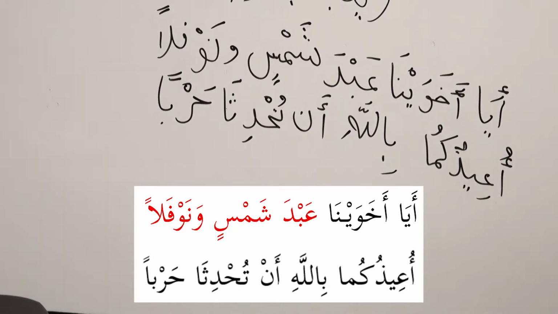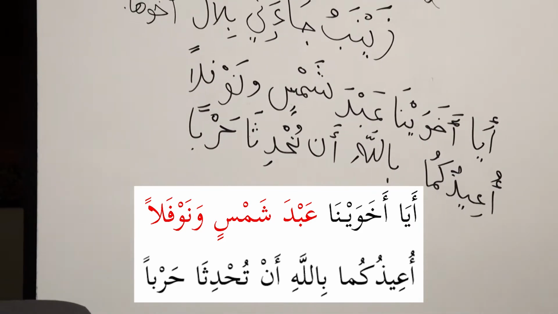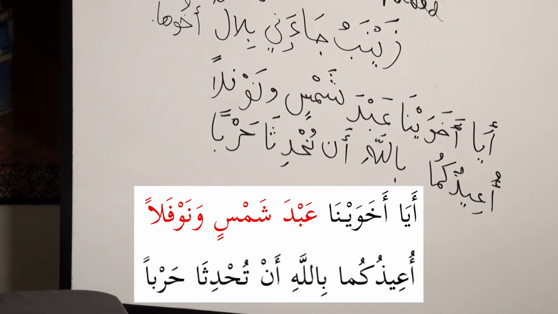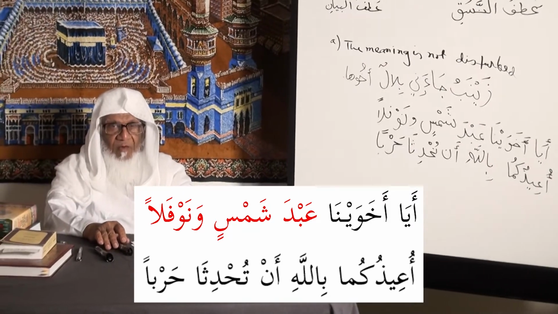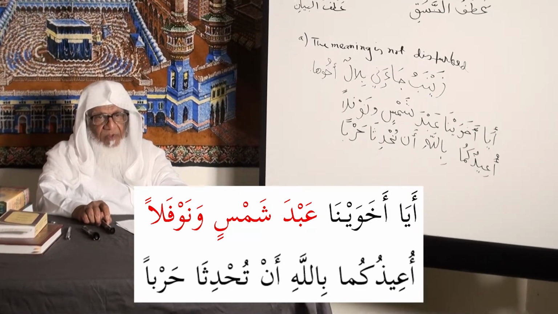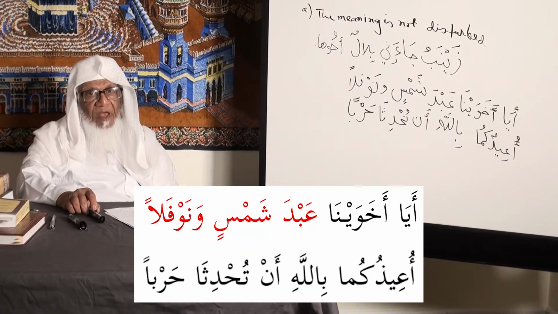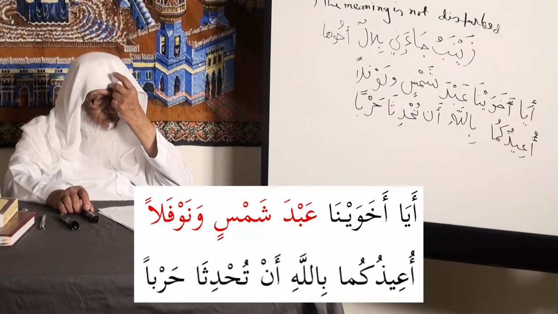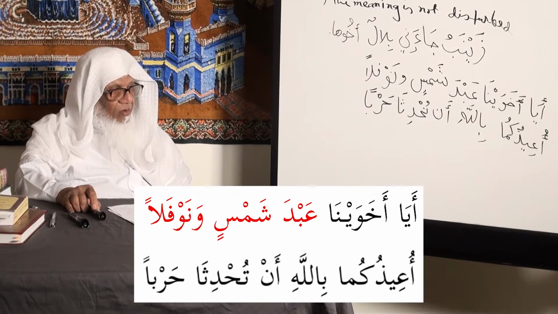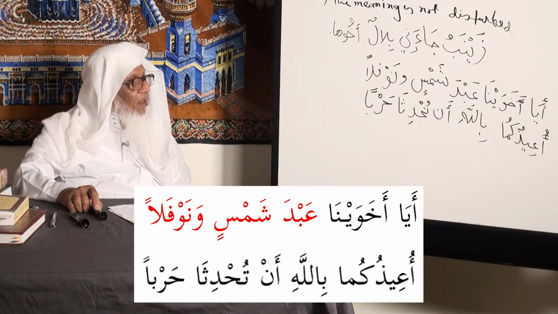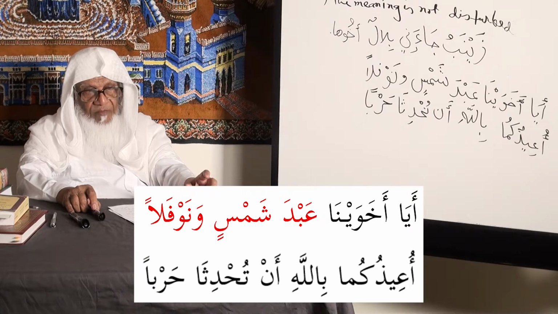No, I'll read and explain. أيا أخوينا, oh our two brothers. The dual is أخواني, and our brothers is مضاف and مضاف إليه, أخوانا, our brothers, and then if we make it munada, munada mudaf, it will be mansub. We say aya akhawayna, oh our two brothers. And then comes badal or atful bayan, abda shamsin, abda shams ibn munaf.